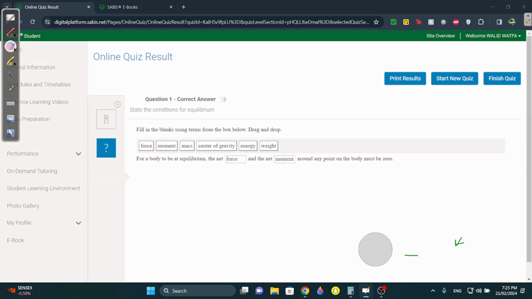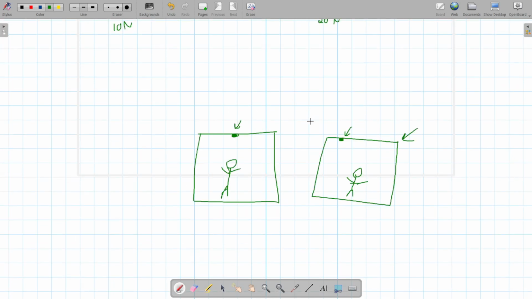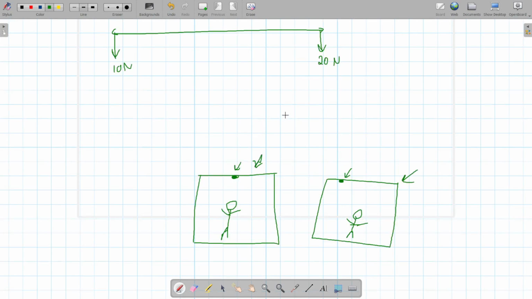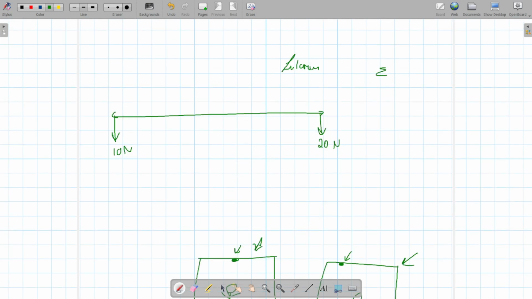So I skipped the first three. Let me do them fast. For a body to be at equilibrium, like here, where both sides are equal, the net force, so sigma F, is zero and sigma M is zero. Okay, sigma F equals zero gets you translational equilibrium, in case they ask this, and sigma M gets you rotational equilibrium. So for any object to be at equilibrium, the net force should be 0 and the net moment should be 0.